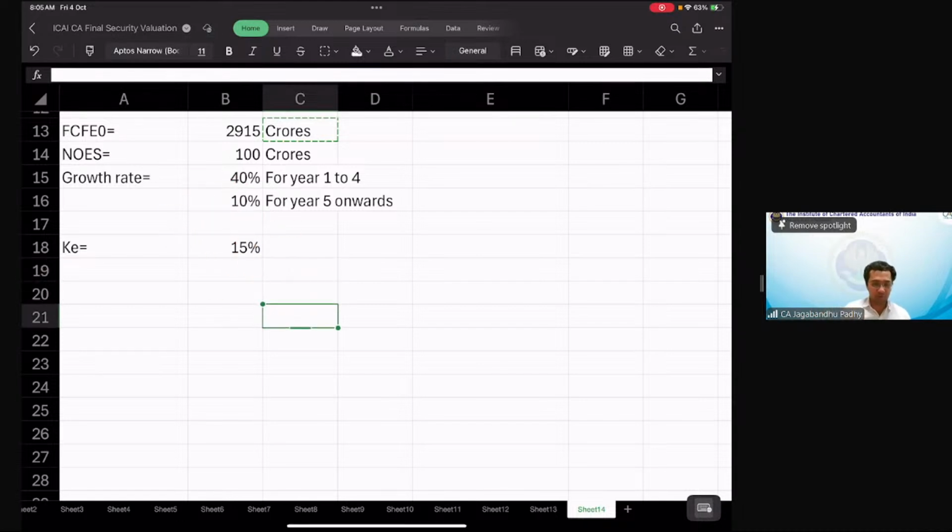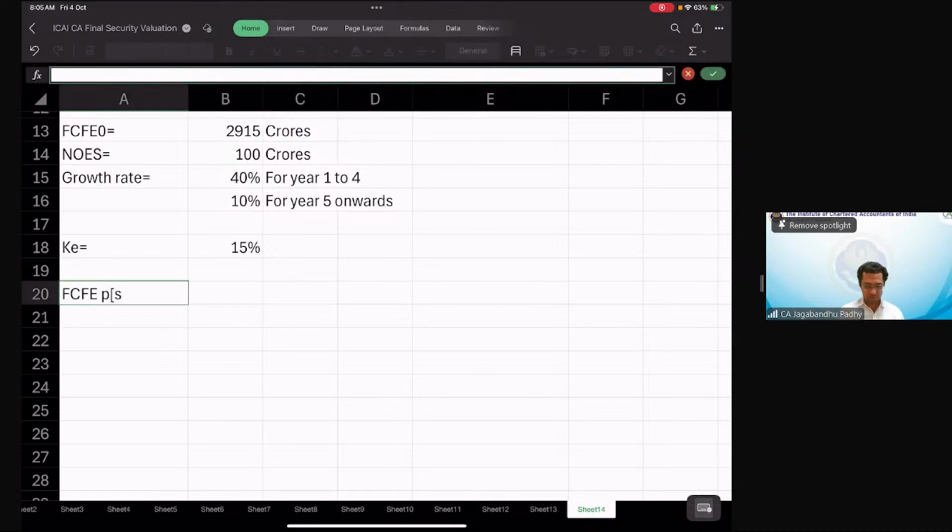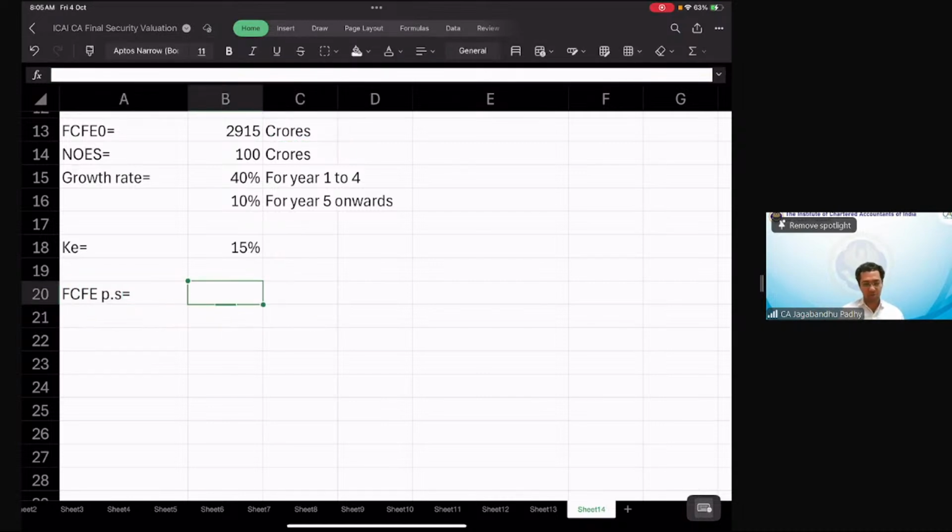Yes. So first what we need to do is get the FCFE per share. On a per share basis, FCFE stands as 2915 divided by 100, so that's 29.15. Now this is going to grow at 40% every year for 4 years, and then from the 5th year onwards, it's going to grow at a constant rate of 10%. So you have to get the present value of all of it. Try to give me the value of the share by discounting all the future cash flows.